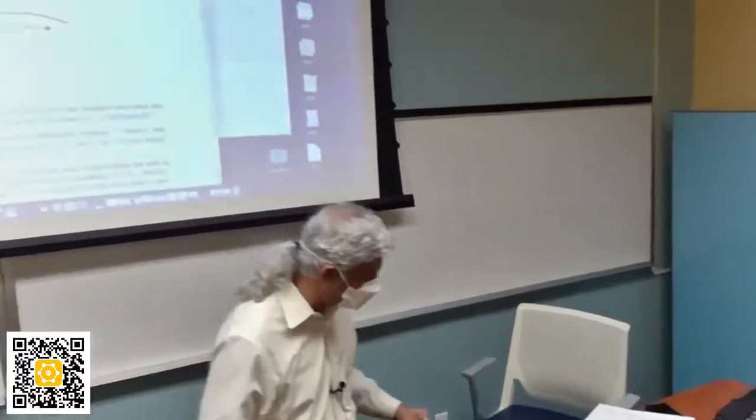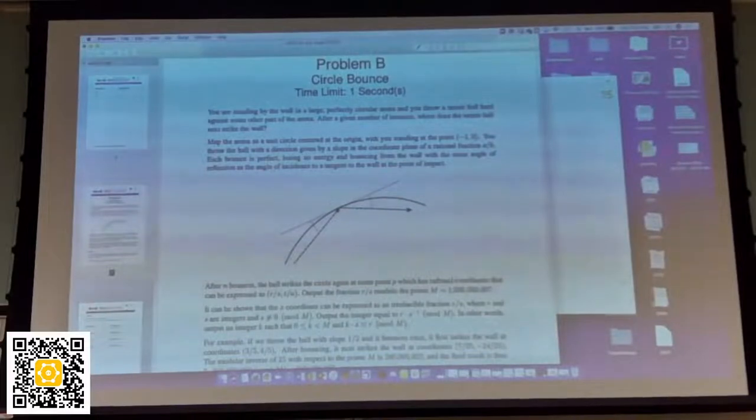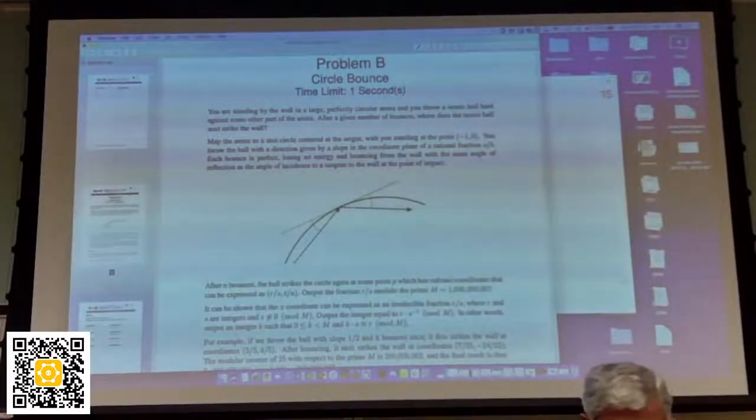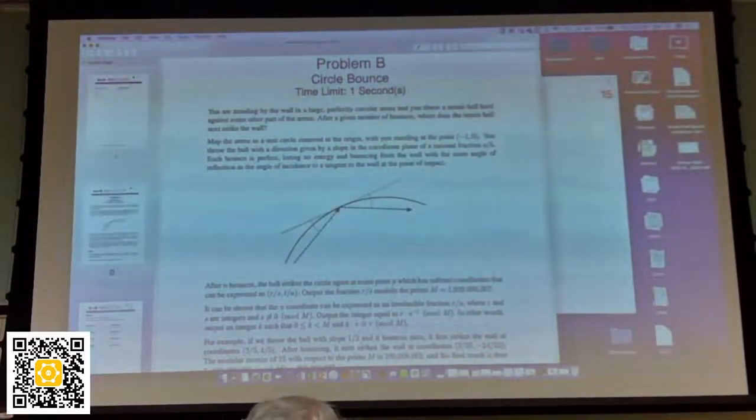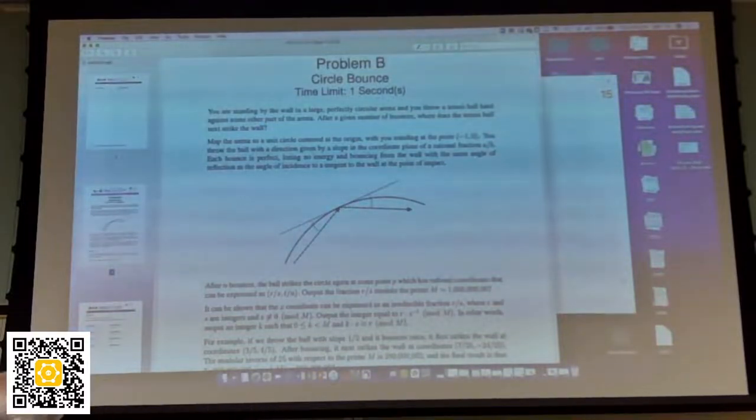I don't think I need any slides. So we're going to talk for a few minutes, and then I'll leave it there because I don't have the complete solution in my head. So you have a circular room, right?